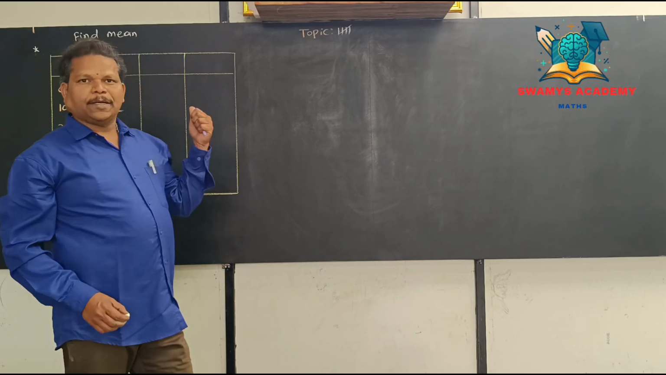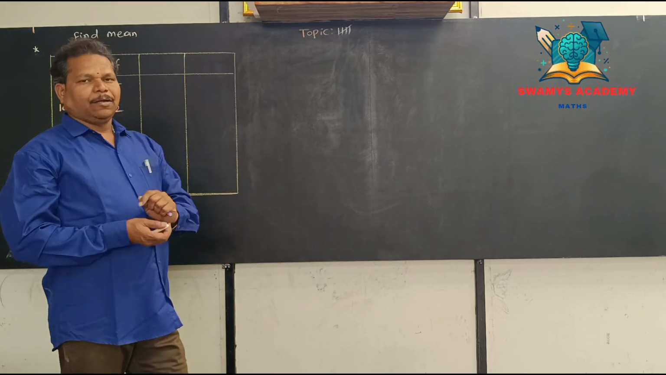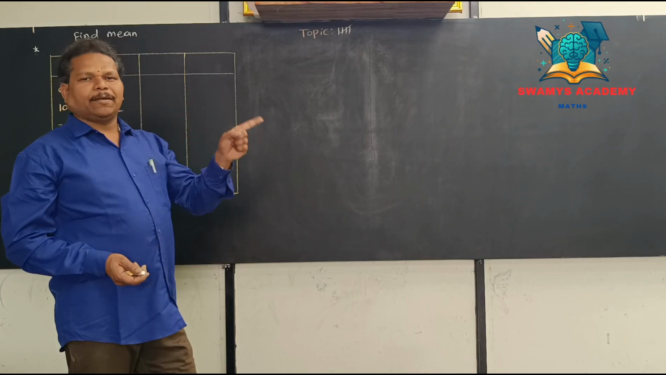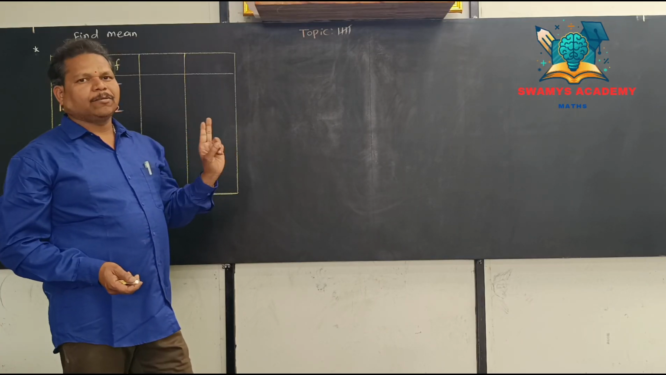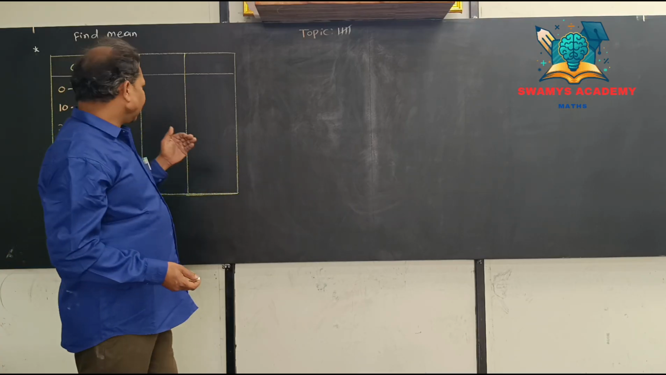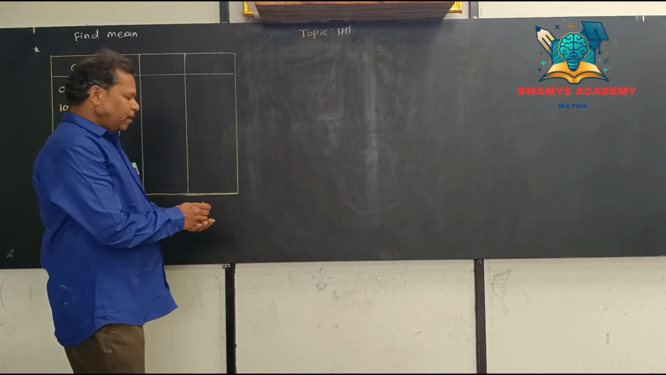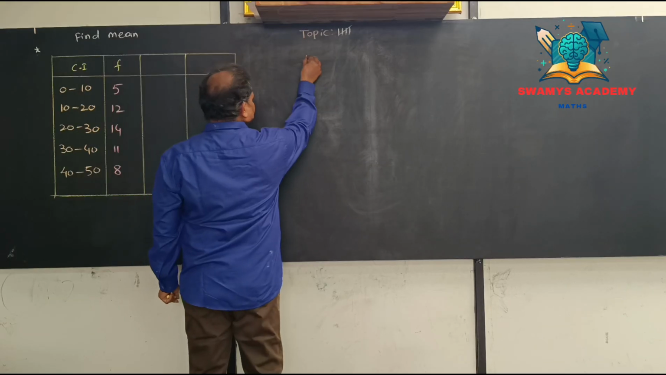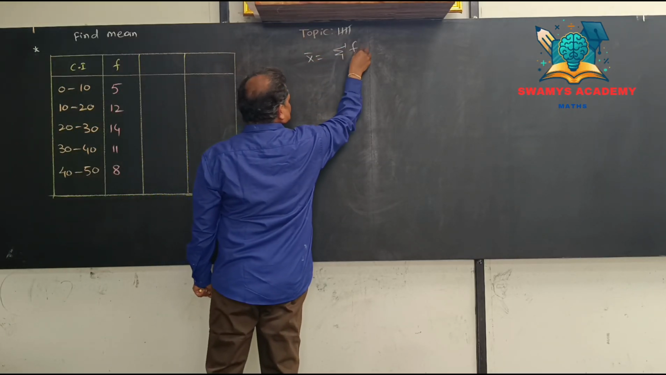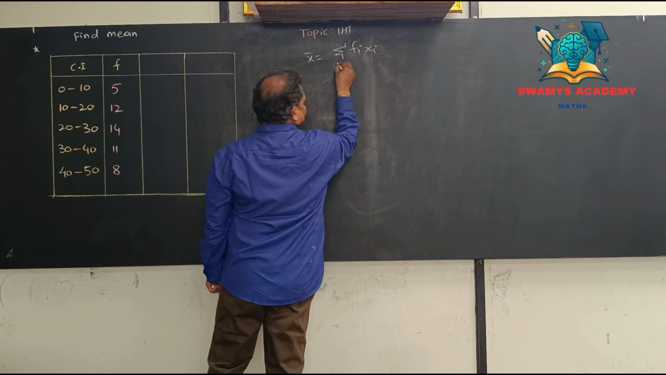In statistics, one of the methods is the mean. To find the mean, there are three types. The first method is the direct method. The second method is the assumed mean method. Another method is the step deviation method. In this lesson we learn the direct method. The direct method formula is x bar equals sigma fi xi by sigma fi.